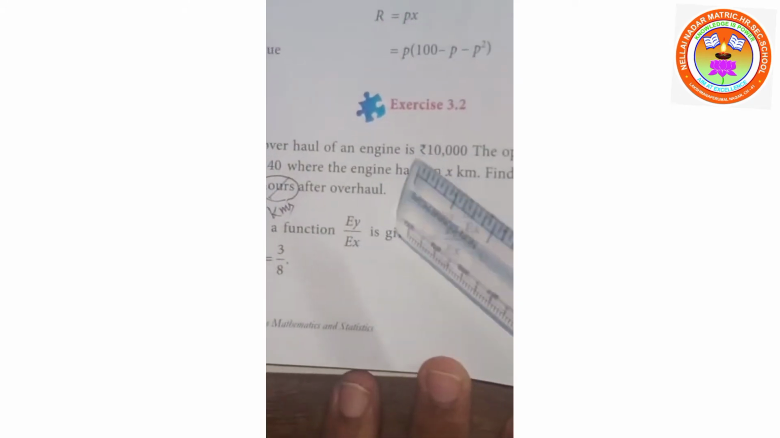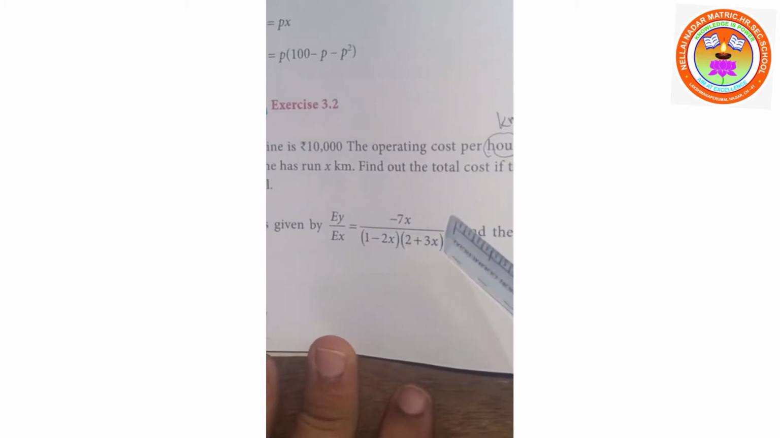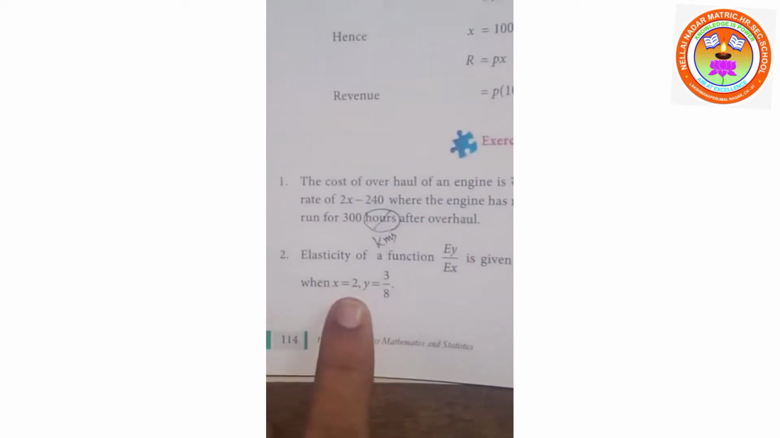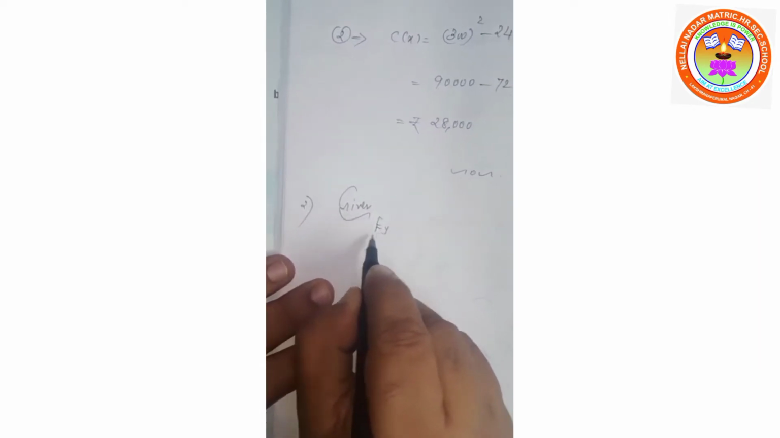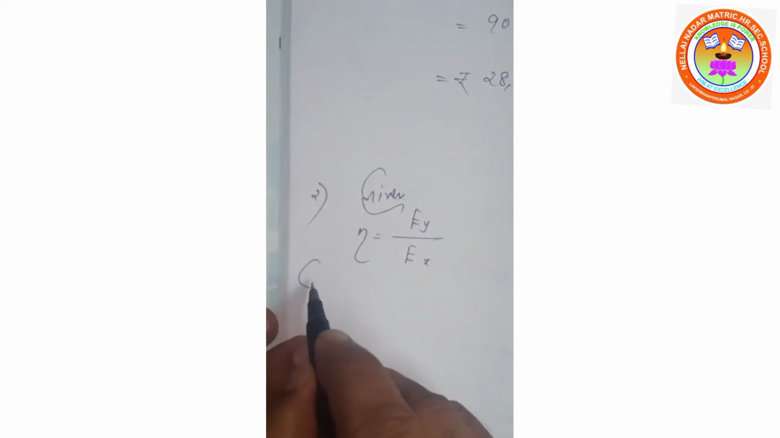Now problem number 2. Elasticity of a function Ey by Ex is given by minus 7x divided by 1 minus 2x into 2 plus 3x. Find the function when x equals 2, y equals 3 by 8. Given Ey by Ex. What it means? Eta. Eta refers elasticity.